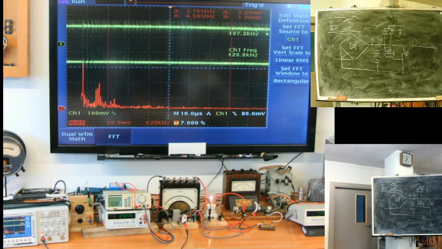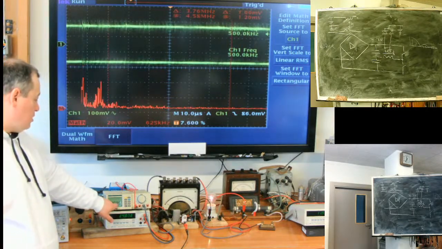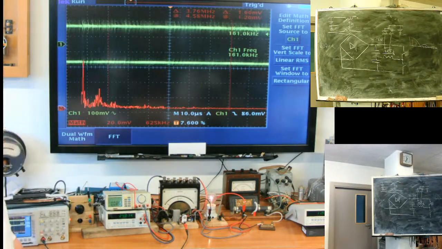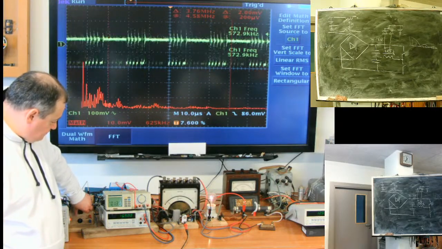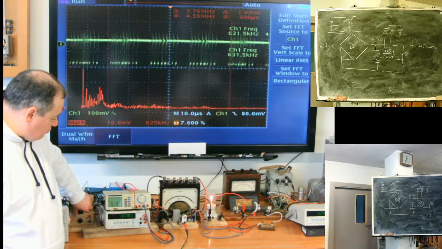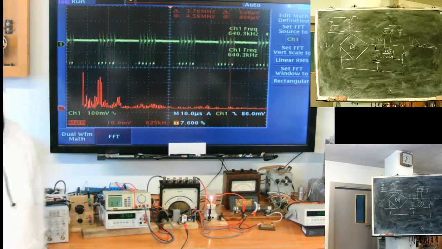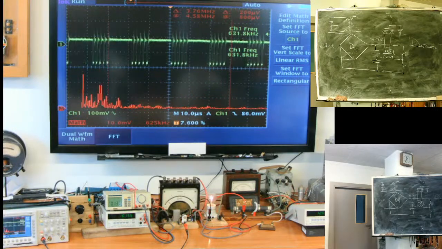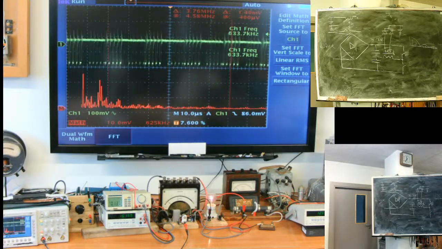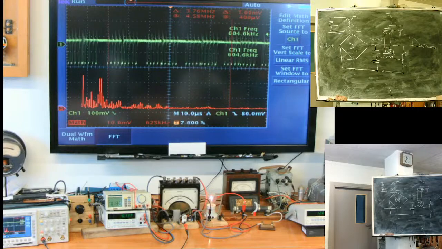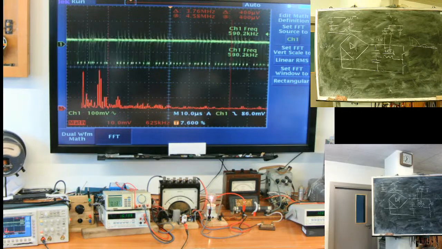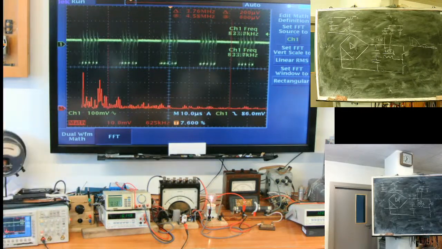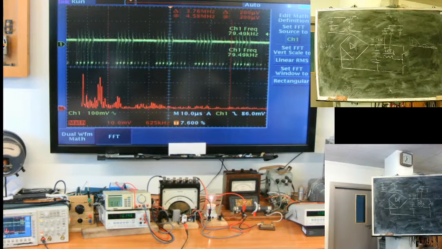Here, 24 volts, 0.86 amps. 16 volts, 1.33. Did the voltage increase or decrease? Decreased. And current? Increased. So what do we see? Current is not proportional to voltage.